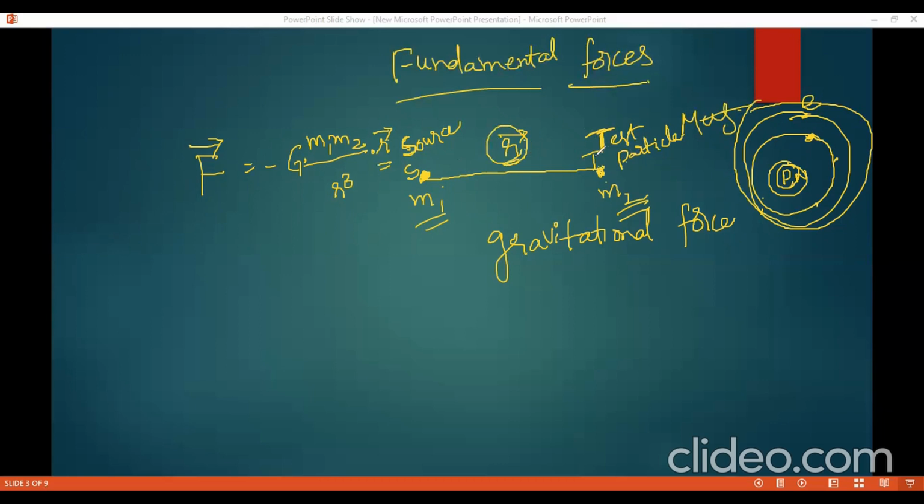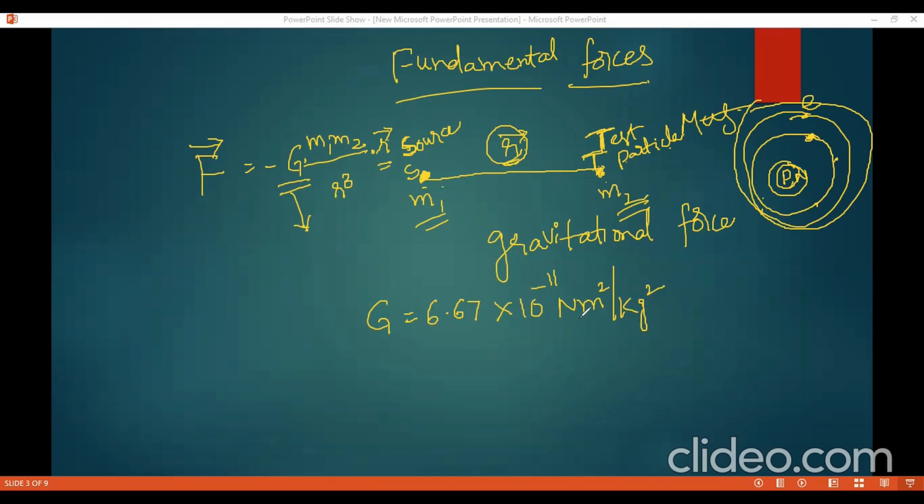Where you located the test particle from the source. What is our test particle? That is T, with respect to the source. And G is the gravitational constant. What is G? G is the gravitational constant, that is 6.67 into 10 to the power of minus 11 Newton meter square per kg square. This is the unit of the gravitational constant.